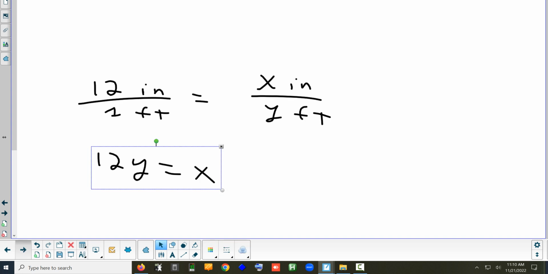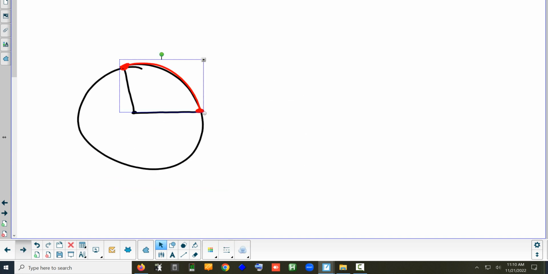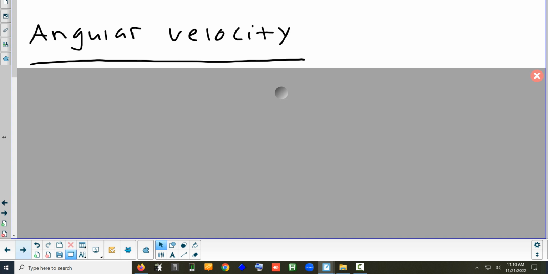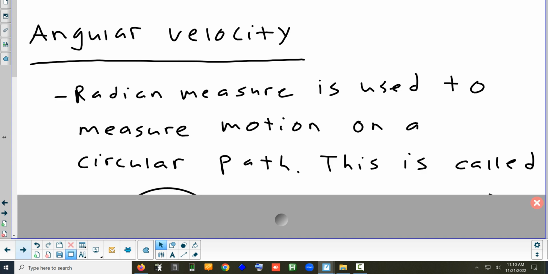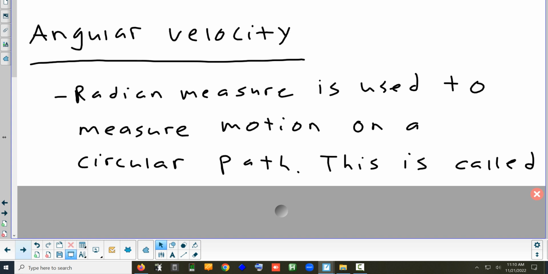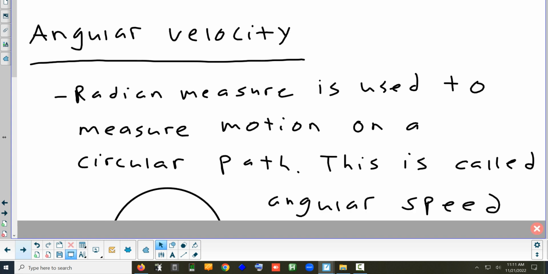All right, second topic: angular speed, or angular velocity. The idea with angular velocity is it's used to measure something spinning. You can call it angular speed or angular velocity. This is different than the kind of speed you measure with a car. That's linear speed. It's moving on a straight line.